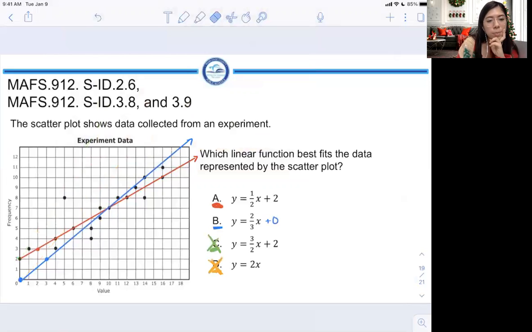Between the blue line and the red line, which one seems to follow the pattern of the points best? Something to keep in mind: you want about the same amount of points above the line as below. Oh, okay. So red then. Red is always right. So A was our answer for that.